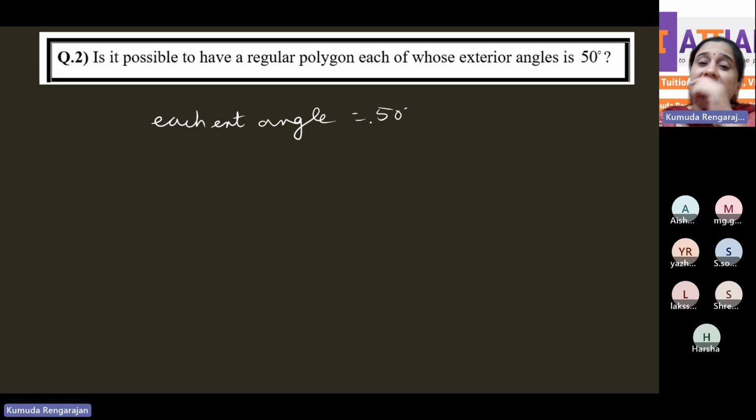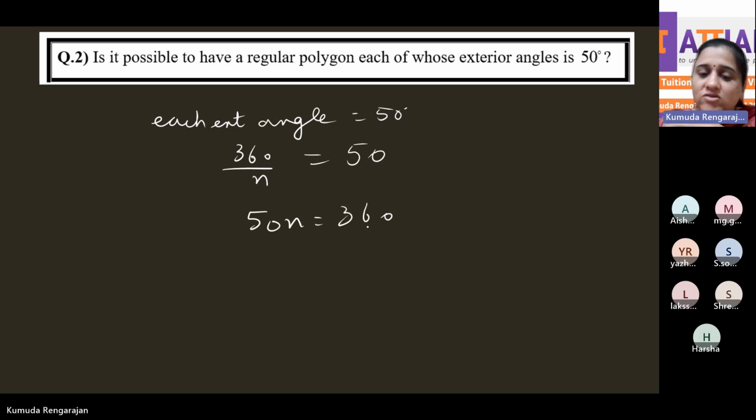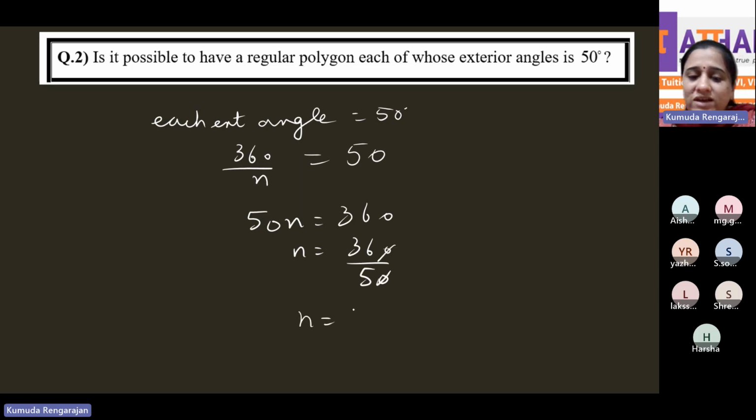Now, what's the formula to find each exterior angle of a regular polygon? Exterior angle is 360 degrees by n. Each exterior angle of a regular polygon is 360 by n, and that is given to be 50. So cross multiply: 50n is equal to 360. So n is equal to 360 divided by 50. 0 and 0 get cancelled.